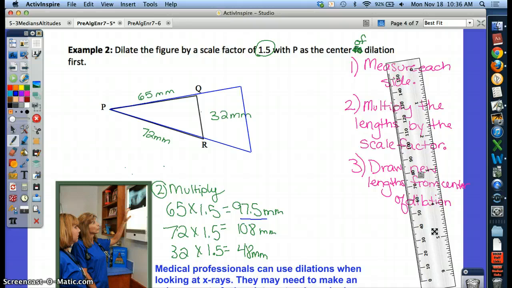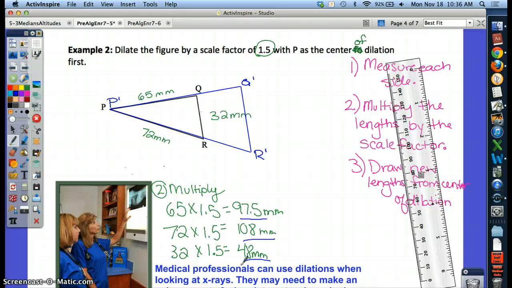When you dilate a figure, you need to name your new vertices. See, the PQR is my pre-image, and now I'm going to get my new image. So PQR is going to be P prime, Q prime, and R prime. It's like a little apostrophe or a little 1 up top, and that's saying that's my new figure. You can label your new figure with the lengths too, or you have them right down here, and that'll be just fine.